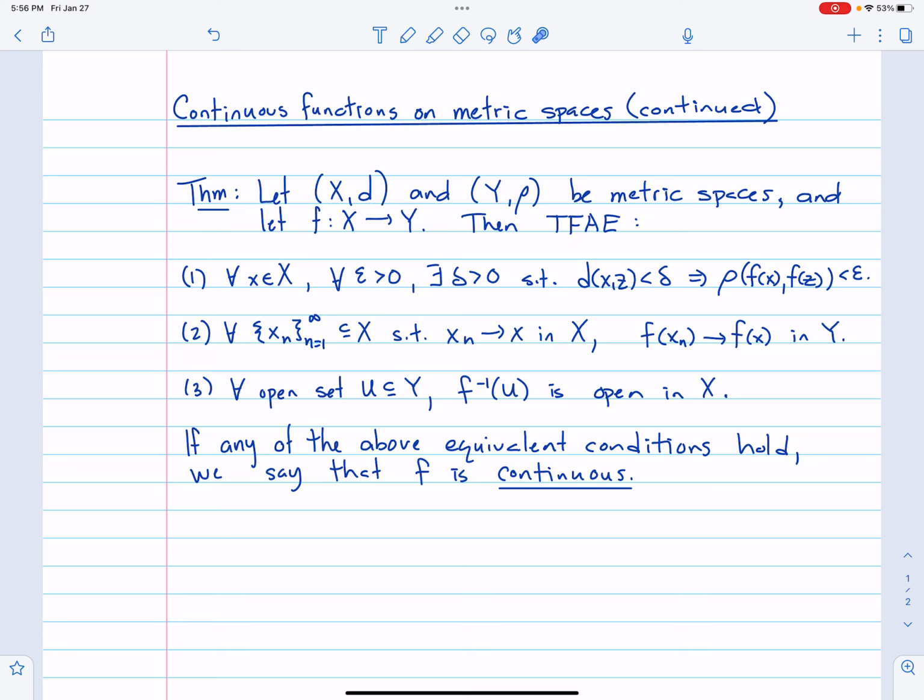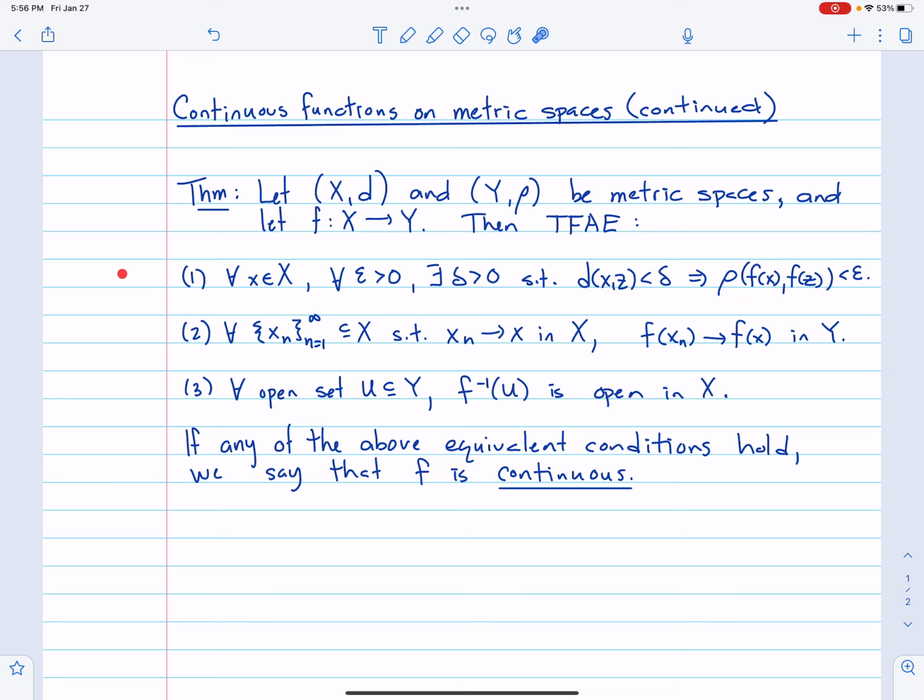All right, so today we're going to continue talking about continuous functions on metric spaces. And you'll remember last class we proved this theorem here, which essentially gives us three different but equivalent ways to characterize continuous functions on a metric space. This first way says that for any point in the domain and for any epsilon greater than 0, we can find a delta greater than 0, so that whenever we have a point z that's within delta distance of the point x, the images of those 2 points are going to be within epsilon of each other in the codomain.